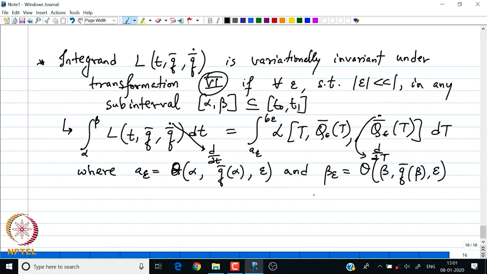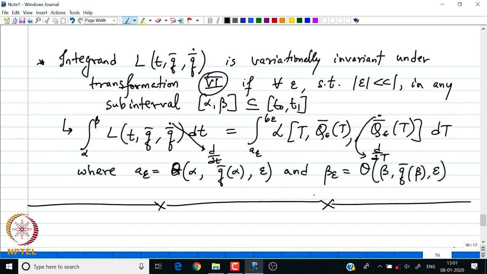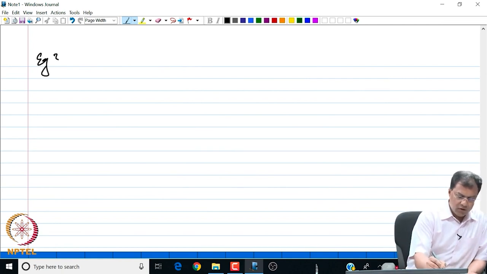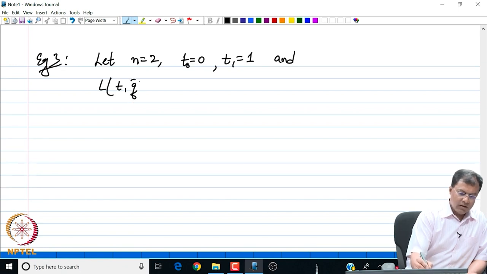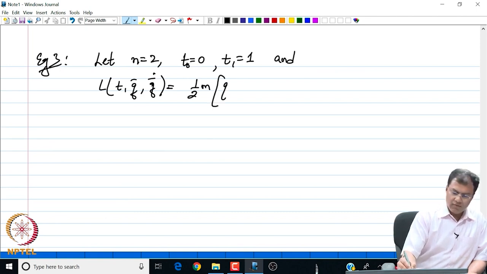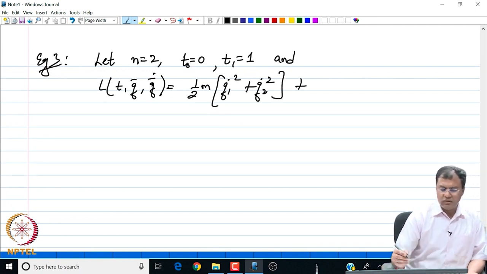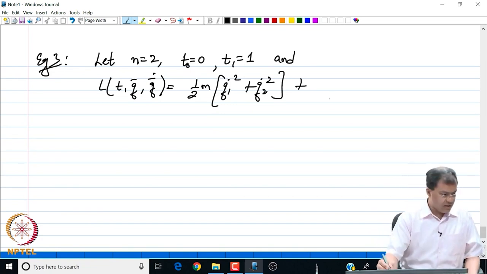So, let us look at an example for the multiple dependent variable case, to see how the ideas of transformation work. The example I have is as follows. Suppose n is equal to 2, t0 equal to 0, and t1 equal to 1, and let L of t comma q bar comma q bar dot be equal to one-half m of q1 dot square plus q2 dot square plus a potential term. In this case, my Lagrangian is as follows.